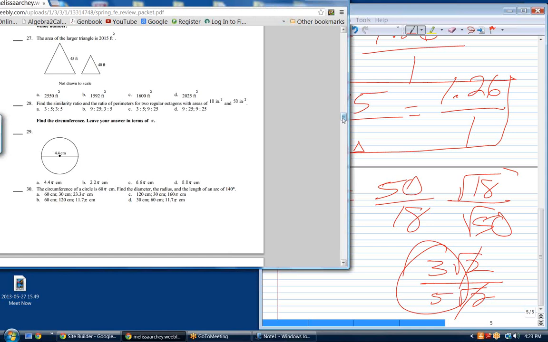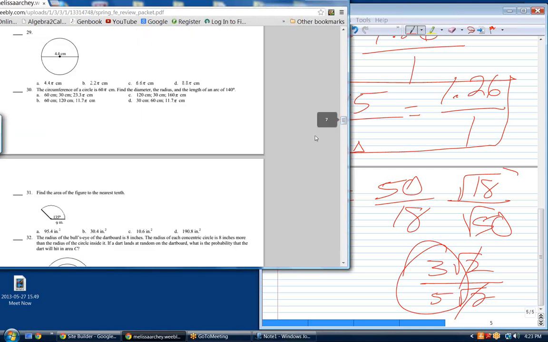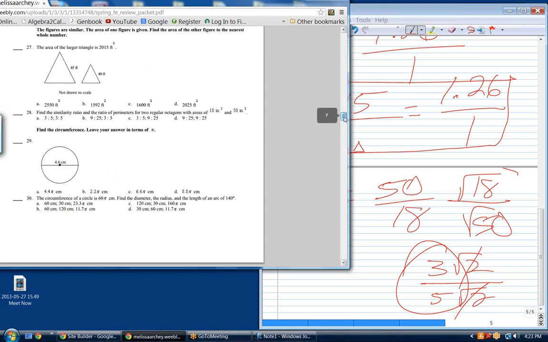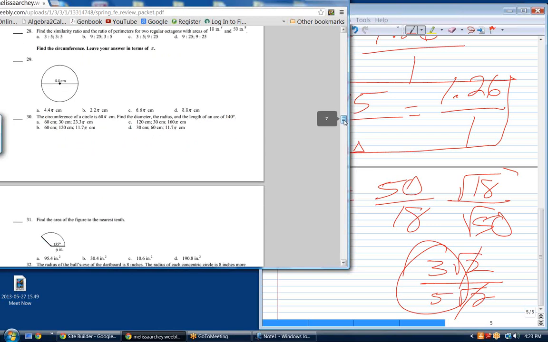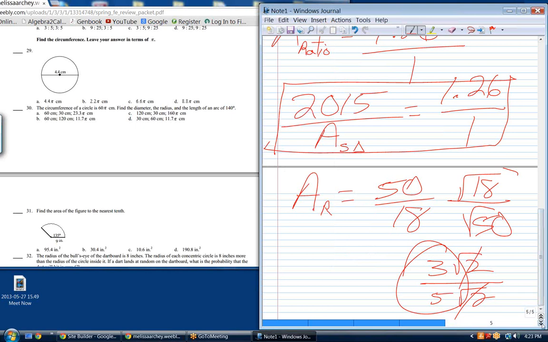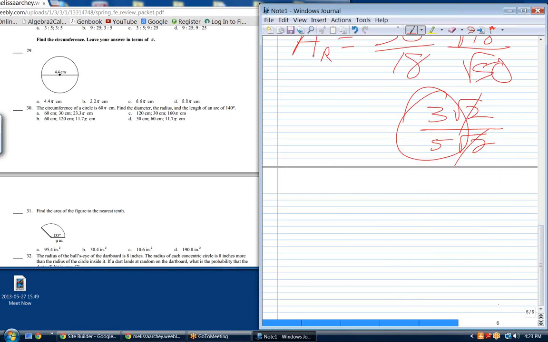Okay, let's look at 29. What do they want on 29? The area, well, find the circumference. That's easy. Circumference is pi r squared, isn't it? No. Oh, that's area. Circumference is 2 pi r. Okay. So, you know how to do this one? Shall we go on? Yeah.